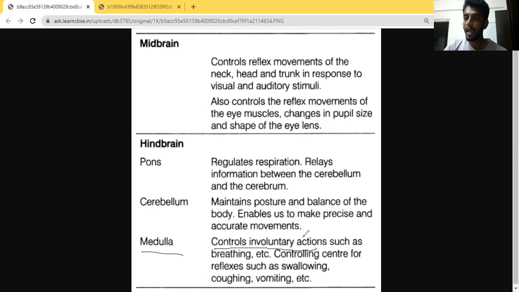The medulla controls involuntary actions. There are certain actions that our body does even without our conscious thinking. Those are, for example, breathing and also swallowing, coughing, and vomiting. Swallowing is like you don't think that you have to swallow, you automatically swallow. You cough automatically when there's an allergy, and you vomit when there is indigestion or something. So the medulla controls all these involuntary actions, which we don't think about, they just happen directly. That is the function of the medulla. So with this, the parts of the human brain and their functions have been discussed.